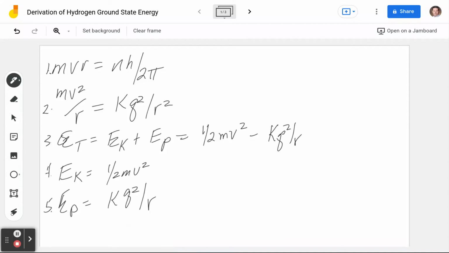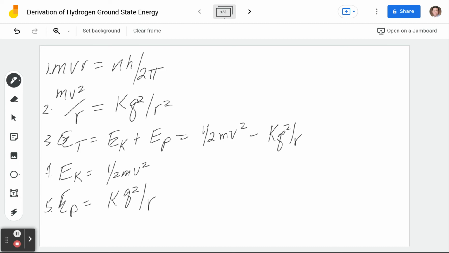Okay, so we have here the equations we're going to need to derive the ground state energy for a hydrogen atom, just like Niels Bohr did. These five equations here are what we'll need. The first one says that the angular momentum of the electron around the nucleus is quantized. It only comes in integral numbers of h bar, which is h over 2 pi.